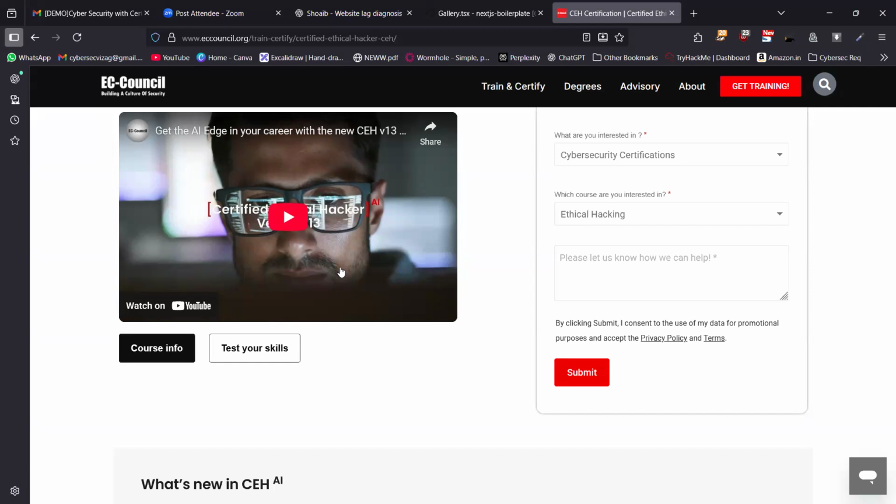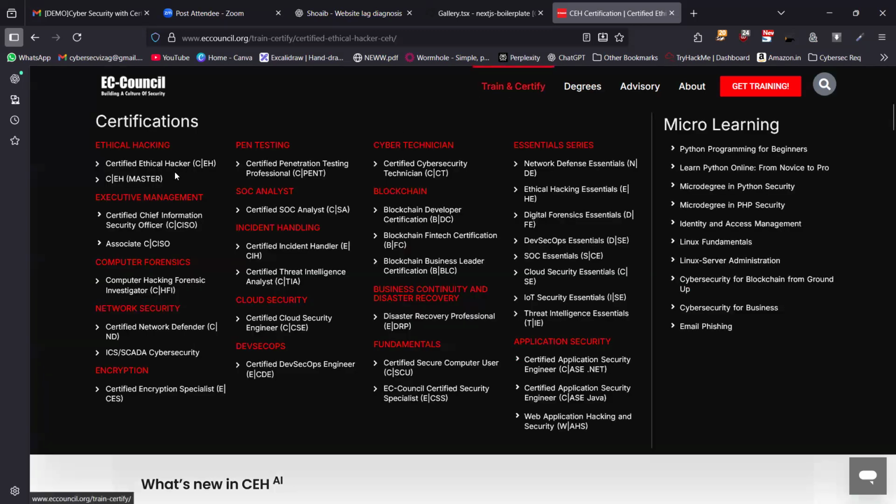Is this the basic certification in this direction? Is this the first level of certification? When you talk about cybersecurity, this is always the go-to certification, the first one. After that, you can choose one specific specialization: computer forensics, network security, cyber technician, blockchain certification, or cloud DevSecOps, cloud DevOps security. Those are specializations. You can choose one of those after completing CEH.